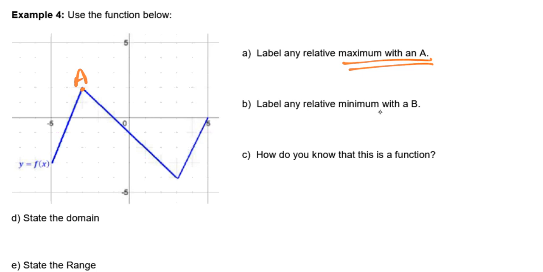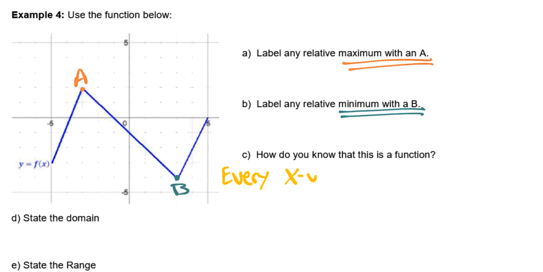So the B with a minimum is going to be down here. Happens to be negative, but that doesn't matter, but it happens to be negative. And that is our low point. That's the minimum. How do we know this is a function? Very simply. Every x value maps to only one y value.